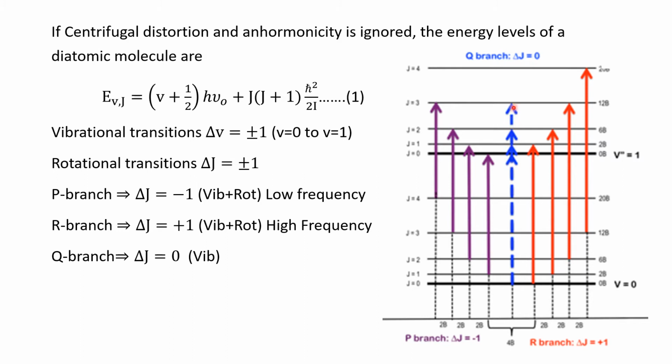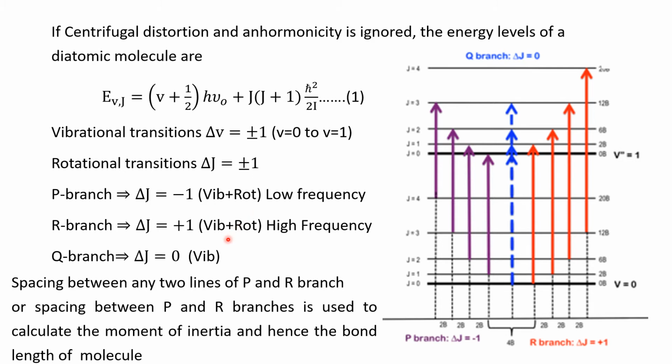So this Q branch is associated with the purely vibrational line, and the P and R branches are the hybrid lines, which are vibrational and rotational as well. The spacing between the different spectral lines in the P branch or R branch, or even the spacing between the lines of the P branch and R branch, could be used to measure the moment of inertia and hence the bond length of the molecule.